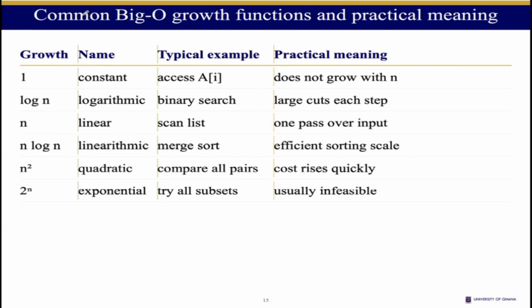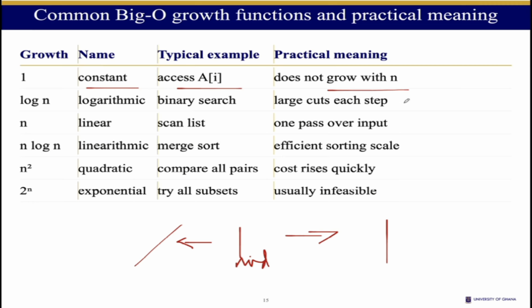So the notations here: if it's constant, we can assess array access; the typical one is constant. It does not grow with n. If it's logarithmic, binary search, for example, why is it so? Because if I have a binary set, I need to always know the middle and then know the number I'm looking for, whether it's less than the mid or greater than the mid. That helps me discard one part of the set. Because with large cuts each step, it grows in log n.